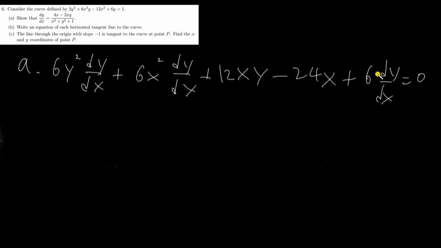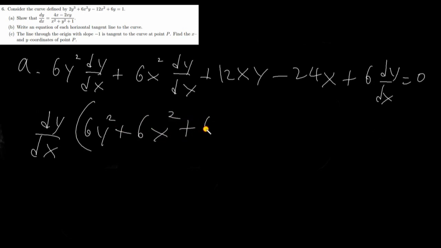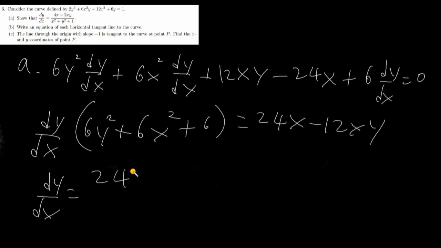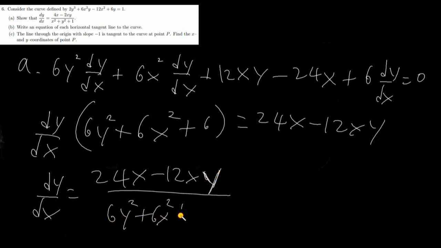Solving this equation, we're going to take all the dy dx's and factor them out. These other terms don't have a dy dx, so I'm going to move them to the other side. If I do that, I get dy dx times 6y squared plus 6x squared plus 6 equals 24x minus 12xy. Then we're solving for dy dx, so I just need to bring this whole thing down. So dy dx is 24x minus 12xy over 6y squared plus 6x squared plus 6.